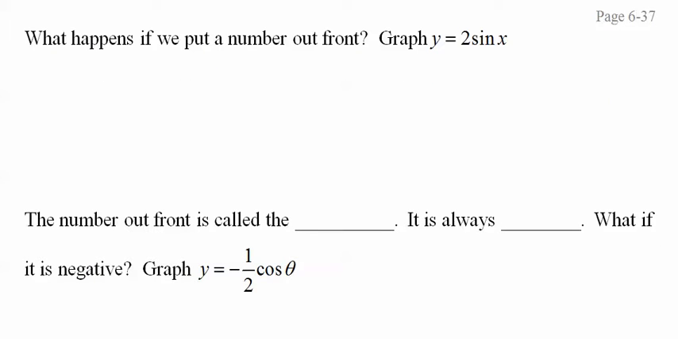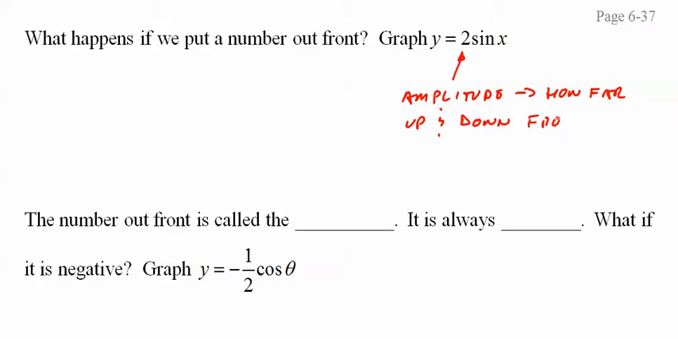So put a number out front. This is the amplitude. This is how far it goes up and down from the center line. I'm going to write this in insanely big letters.